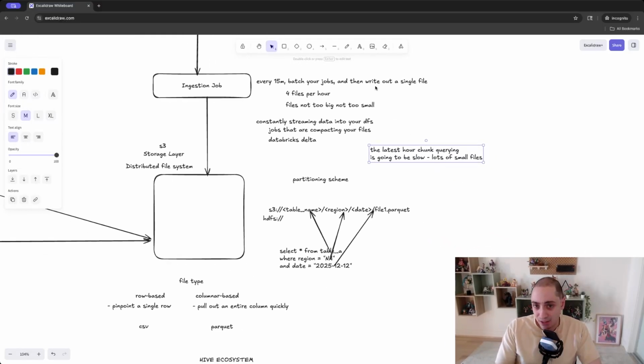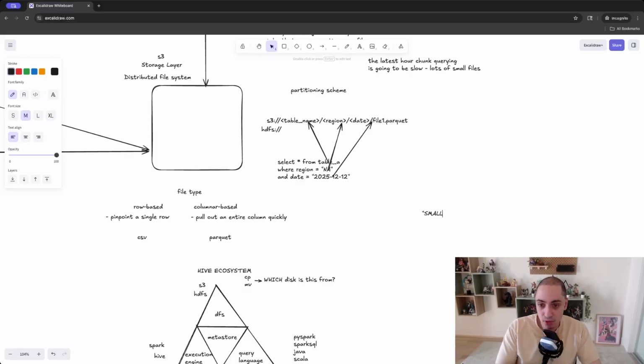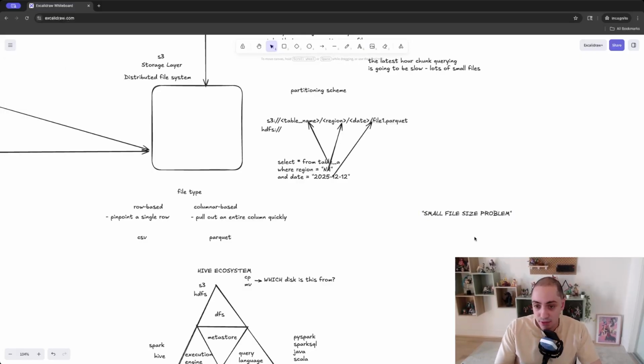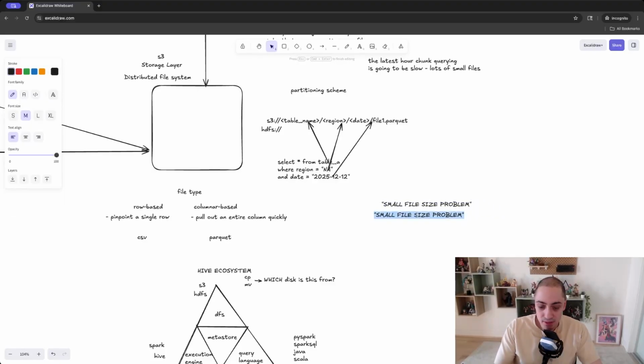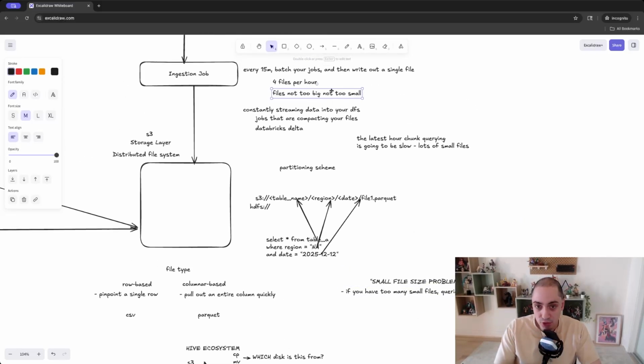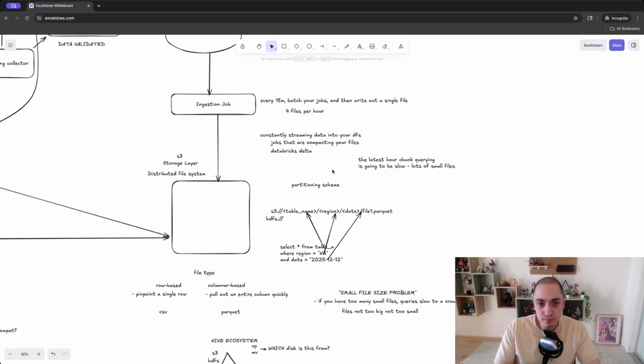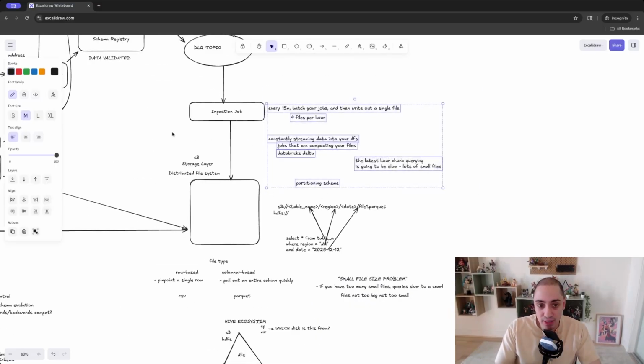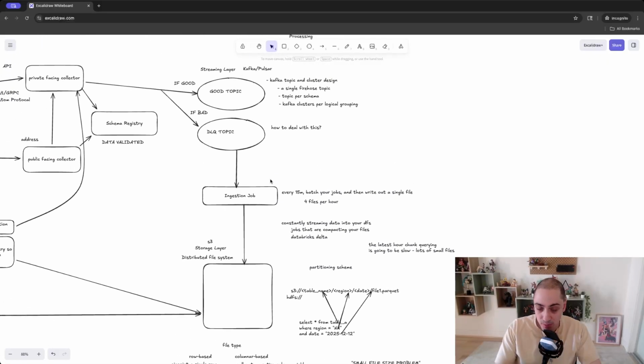So I'll clarify that the small file size problem is a real thing. In general, this means if you have too many small files, queries slow to a crawl. That's why you need files not too big, not too small. So that's kind of the structure here in terms of how the ingestion might work.